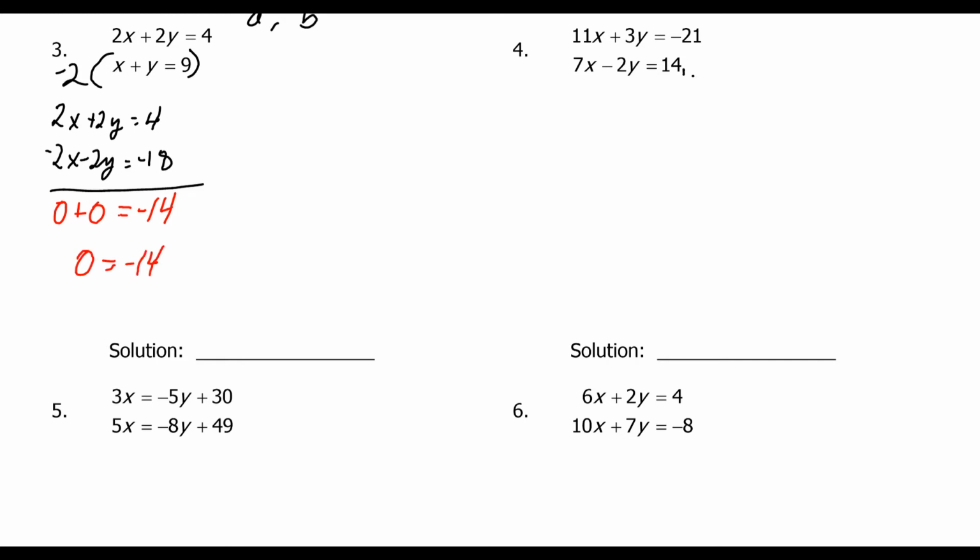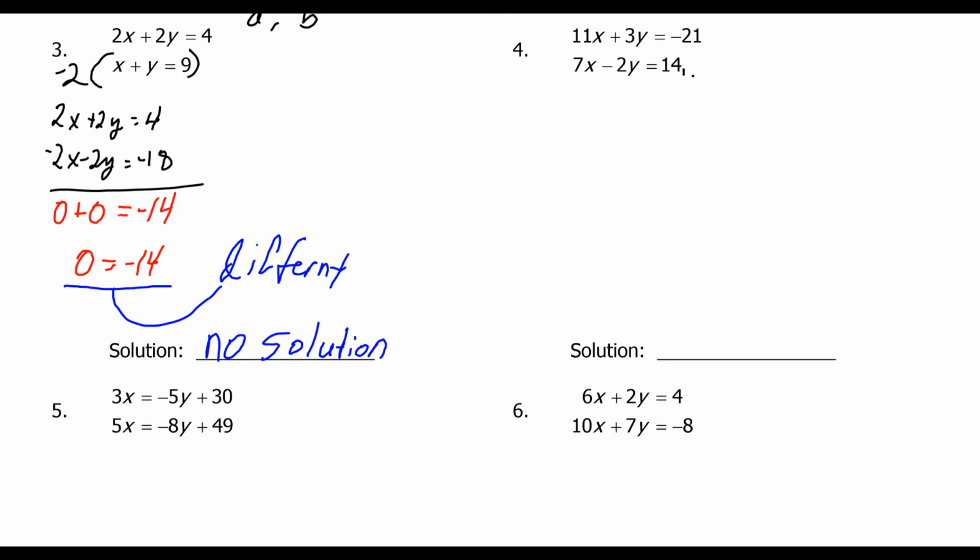Now, yesterday we talked about what happens if we have the same thing on both sides as far as numerical. Now, what happens if it's different? Well, when it's different, we are going to have no solution. There is no number that will work for both of those equations.